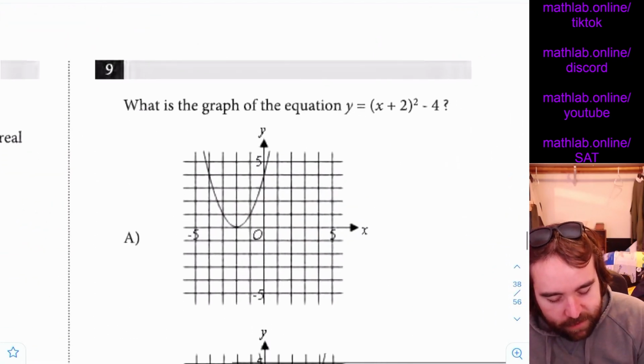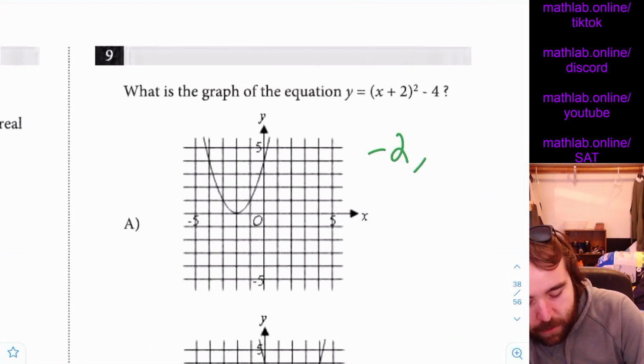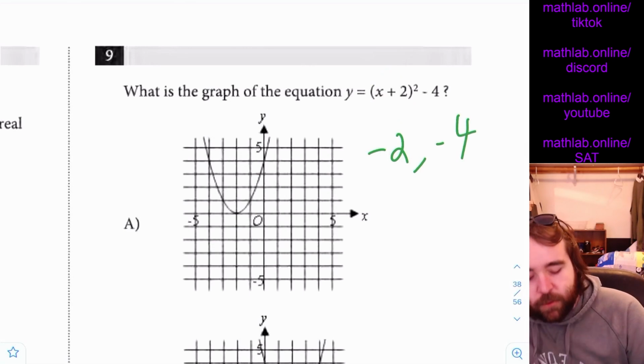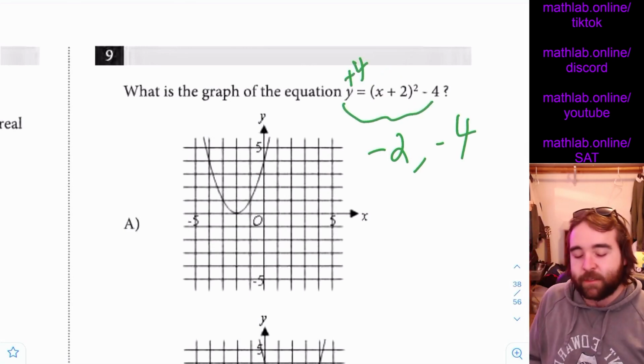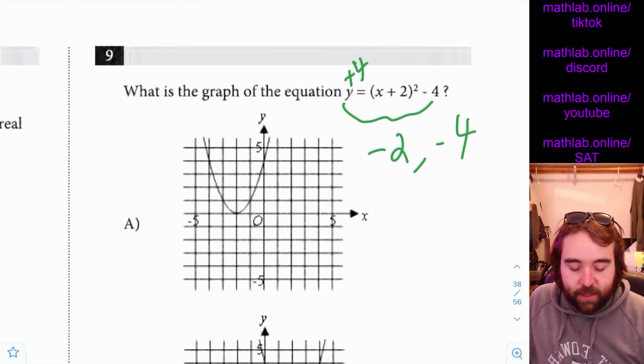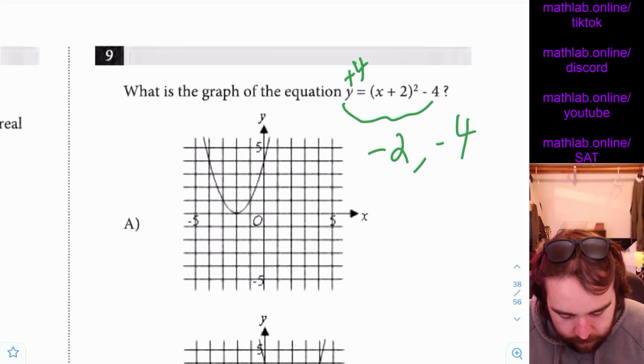Okay. What is the graph of this? So they're giving it to us in vertex form. So we know that it's negative 2, and that's a negative, right? Yeah. So it's opposite sign on the first one, same sign on the last one. That's because normally we kind of look at it like this, and then it's opposite sign on both. But in this case, it's on the other side, so it's the same sign. So the vertex is negative 2, 4. What does that do for us?